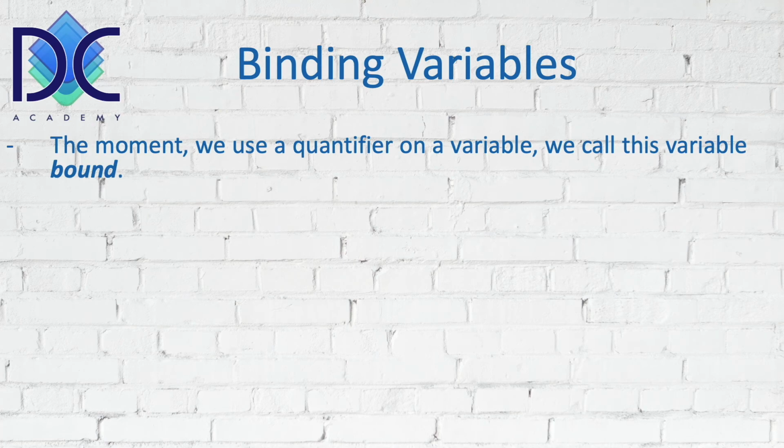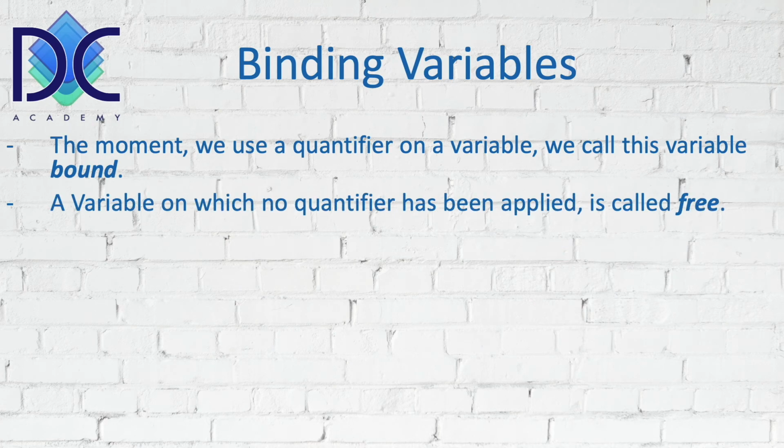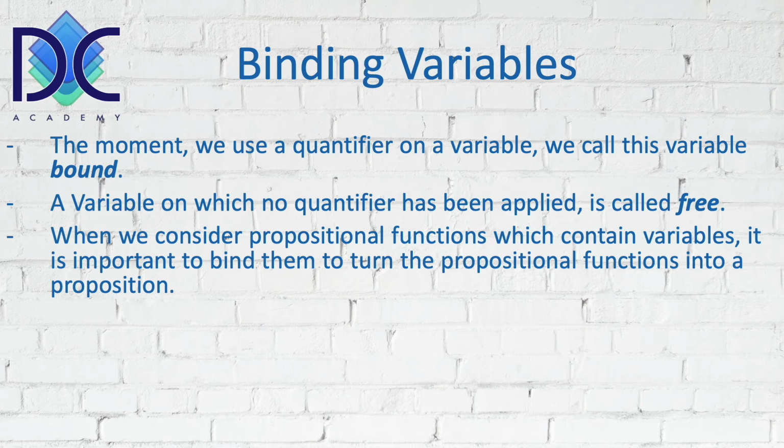The moment we use a quantifier on a variable, we call the variable bound. As long as a variable has no quantifier applied to it, we call it a free variable. Remember that when we considered propositional functions, these propositional functions contain variables. And it is very important to bind them to turn them into a proposition. We can turn them into a proposition by allocating a value to the variable.